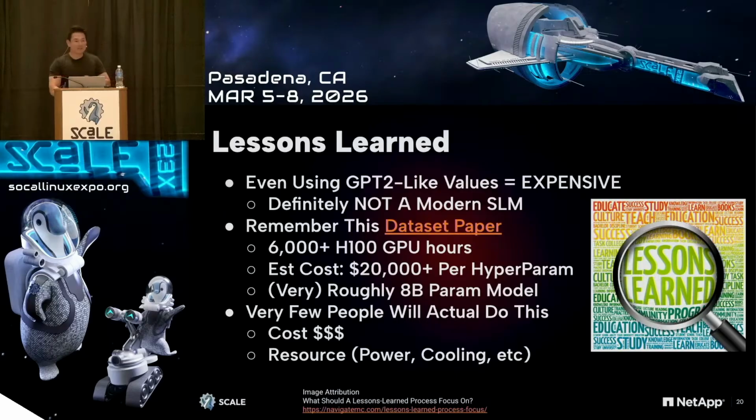Okay, so it costs too much money, and 6,000 H100 hours is ridiculous too. The takeaway is there are very few people, companies, or individuals that have access to the resources to do this. It requires a lot of resources, a lot of cooling, a lot of power, a lot of water. That's because it's a hard problem to solve.